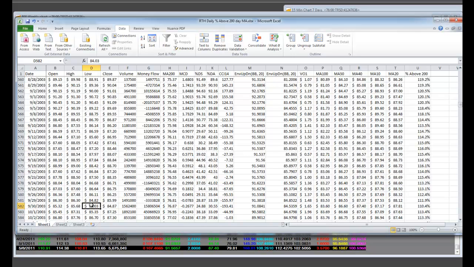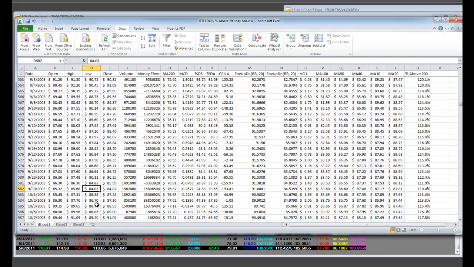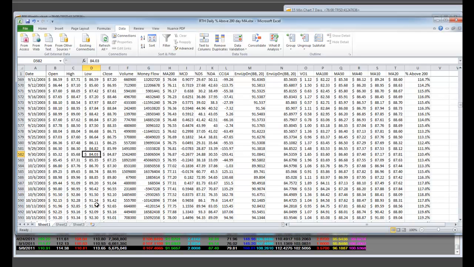And that took you from 20.5% over the 200 down to 10.4%. That's where the buyers stepped back in and you had a bull move higher. You came right back up, and you had an even bigger move because you made higher highs. From 84.03, you made a $9.31 move.